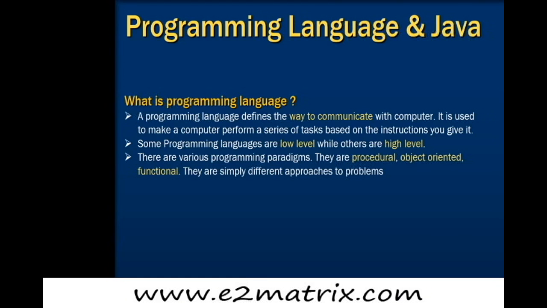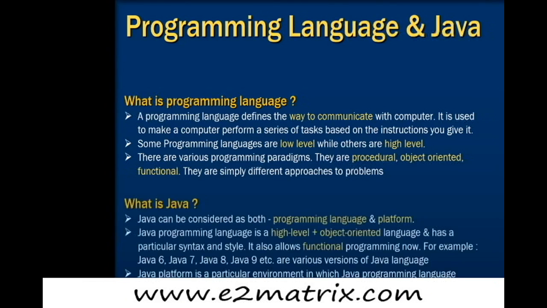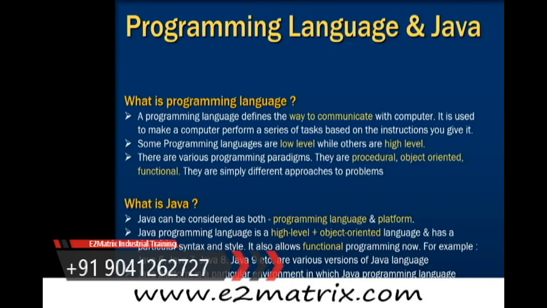For now, let's move on to understand what Java is. Java is considered as both a programming language and a platform. The Java programming language is a high-level object-oriented language and has a particular syntax and its own style. With Java 8, it is also capable of creating functional programs. For example, when you hear Java 6, Java 7, Java 9, these are all versions of the programming language.